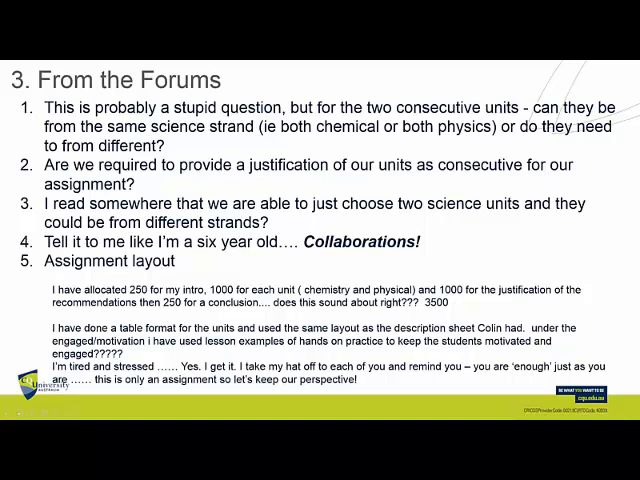I read somewhere that we're able to choose just 2 science units, and they could be from different strands. Please, if you read that somewhere, unread it. You can't. They are actually chemical and physical science strands. So again, that's in the forum, and an explanation of why it's in the forum. It does exist. So we're not trying to be ridiculous.